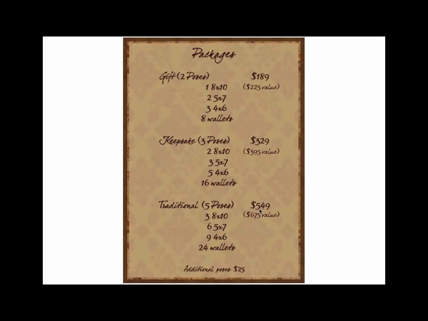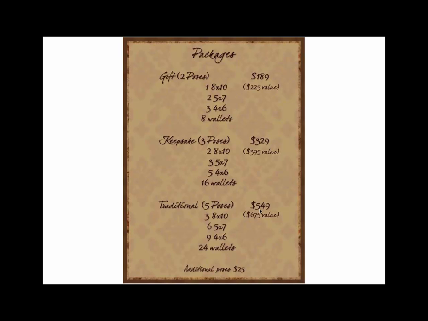As far as poses goes, that's the number of different images that they are putting within the package. So like with the gift package, let's say I took 40 or 50 images. Then during the preview process, we narrowed it down to their favorite five or six. And they said, well, I want to get the gift package because I only have $189 to spend. Well, then out of those five or six favorite images, they have to choose just two, their two favorites, to mix and match any way they want within that package, which is the 1 8x10, the 2 5x7s, the 3 4x6s, and the 8 wallets. They have to mix and match it in that way.